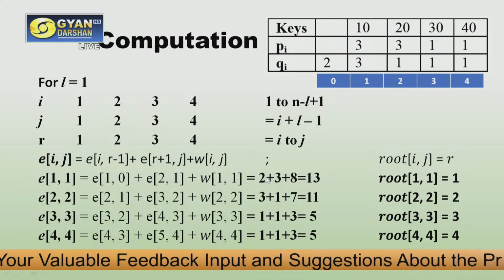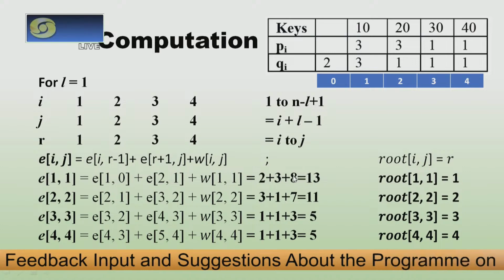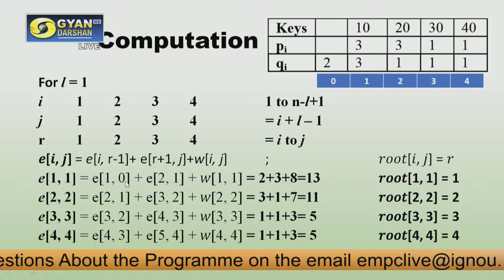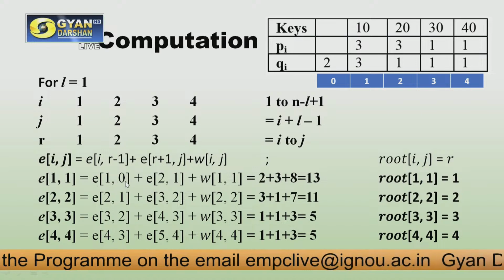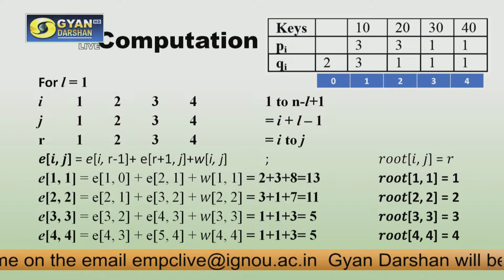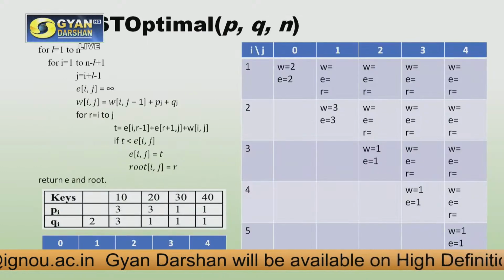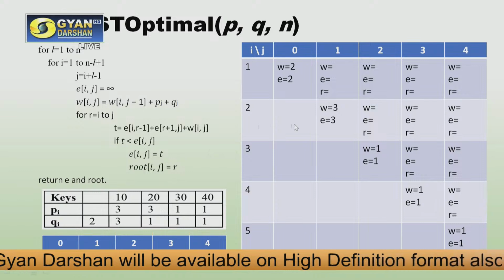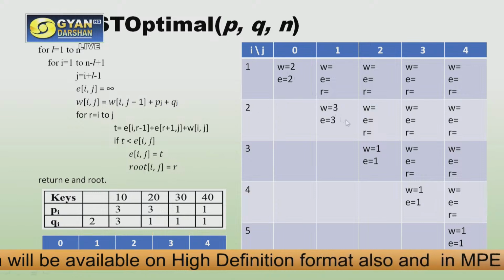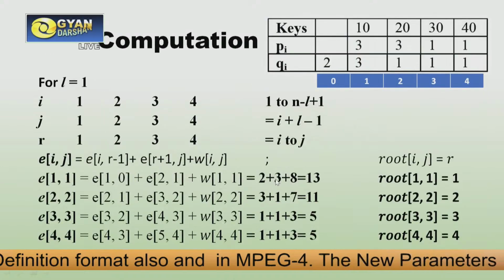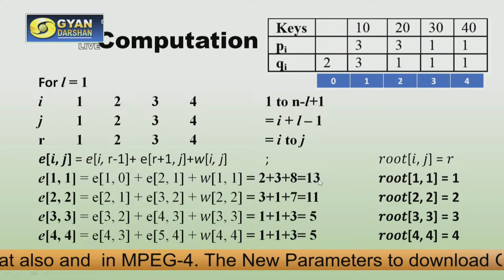Now W11 in the last iteration before that we computed to be 8. And what was the value of E10 and E21? In our graph, we have computed E10 and E21 to be 2 and 3. So those 2 and 3 are substituted here and you get a value of 13.